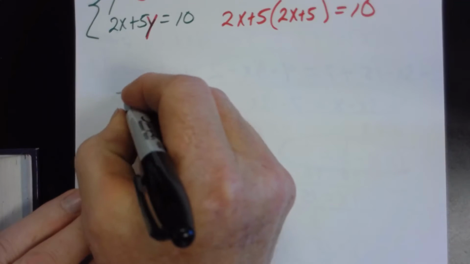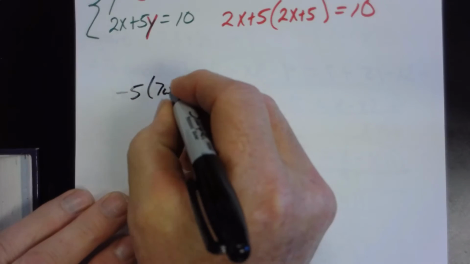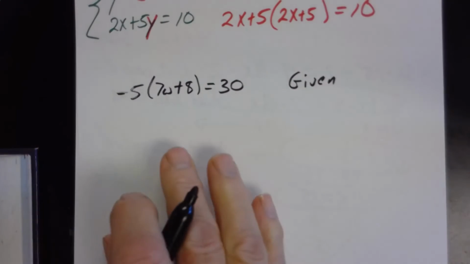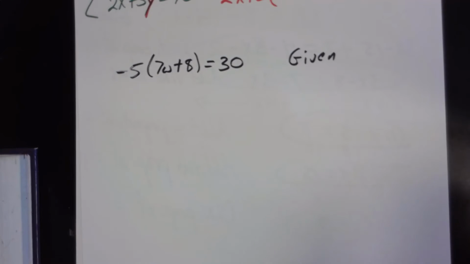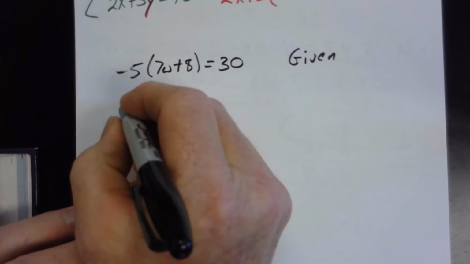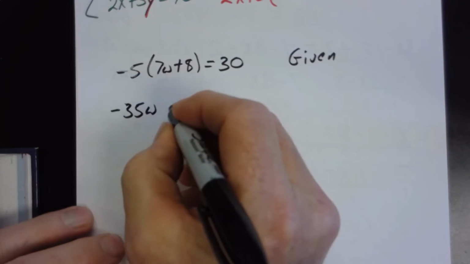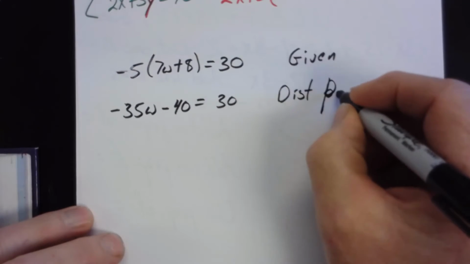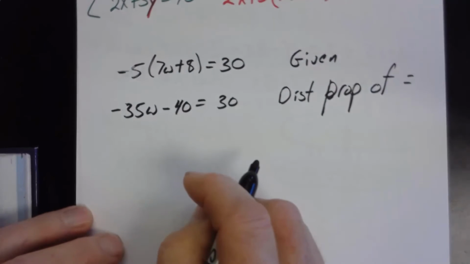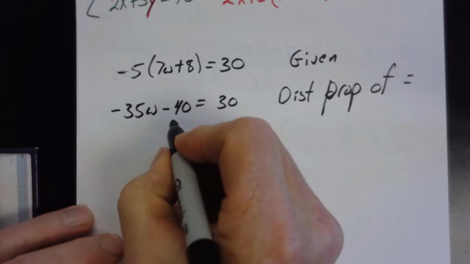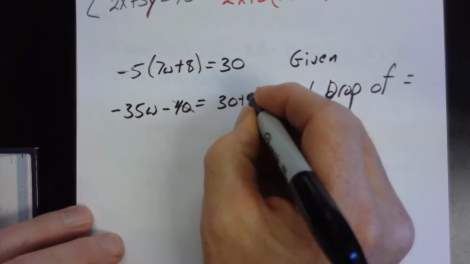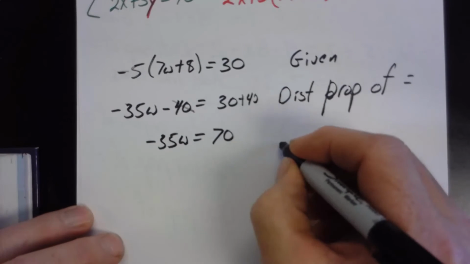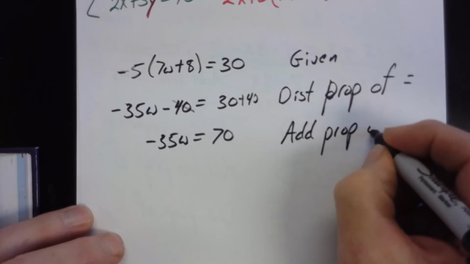So you're just simply going to be given an equation, and you're going to say, okay, I was given this thing, and then you're going to solve it, and you're going to justify each step. So what first? Distributive property of equality. What next? Add 40 to both sides? Would it be okay if I showed my work like that? So negative 35W equals 70. So that's the addition property of equality.